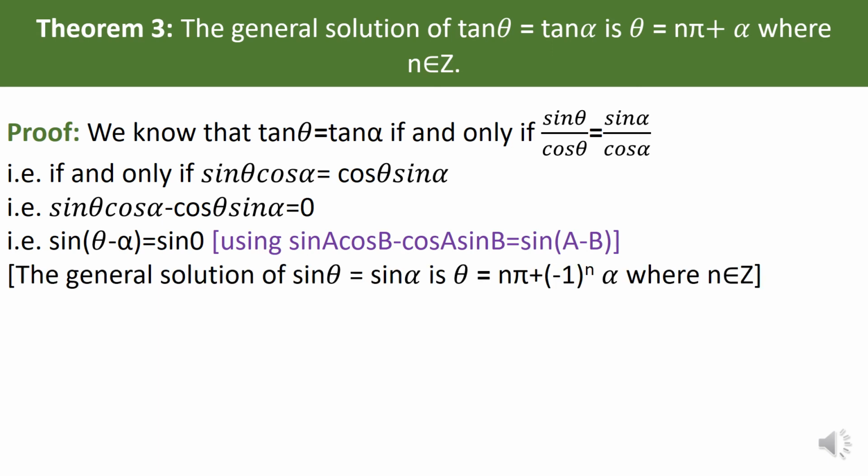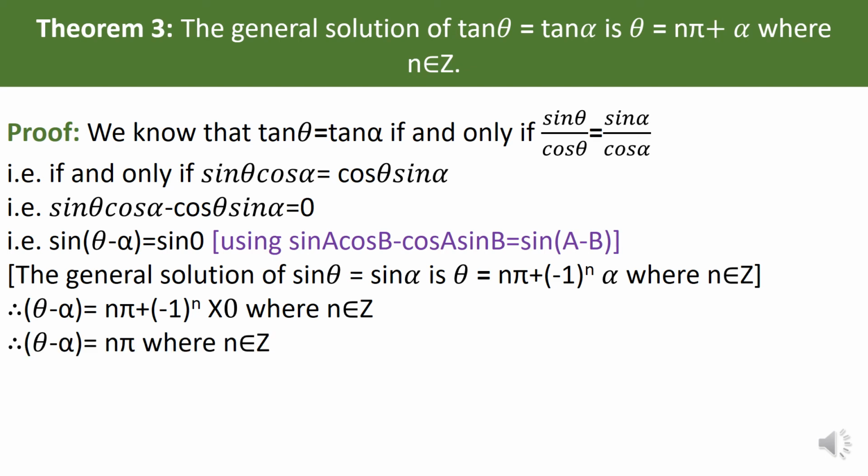We know that a general solution of sin theta is equal to sin alpha is theta is equal to n pi plus (minus 1) raised to n alpha, where n is any integer. So applying this general solution in the previous statement, on the RHS we put alpha as 0. We get theta minus alpha is equal to n pi plus (minus 1) raised to n into 0. Instead of alpha we have put 0 only on the RHS for the sake of proving the statement. Thus we get theta minus alpha is equal to n pi, because anything into 0 is 0. Taking alpha on the RHS, we get theta is equal to n pi plus alpha.